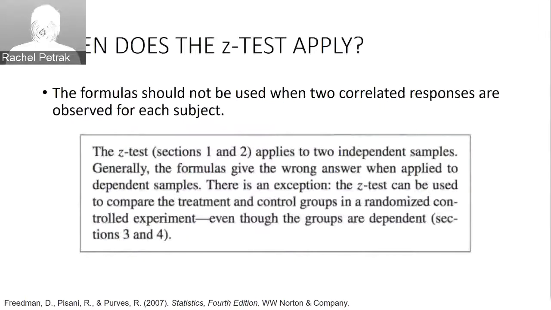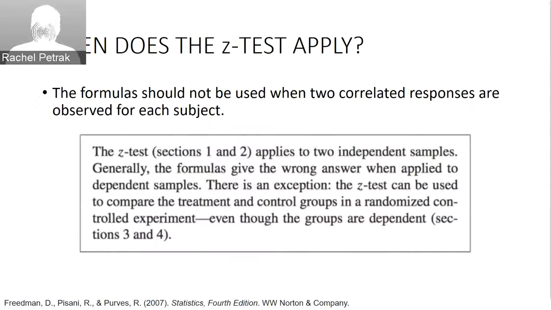So when should you use the Z-test? Well, you shouldn't use the Z-test when the two correlated responses are observed for each subject. So if you know you have two responses that are correlated, then the Z-test isn't appropriate. We know there are other tests for that scenario, and we can apply the correlation and regression model. We can do it within hypothesis testing as well, with just a small addition to our previous discussion.